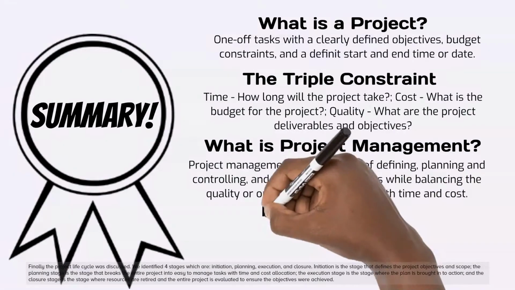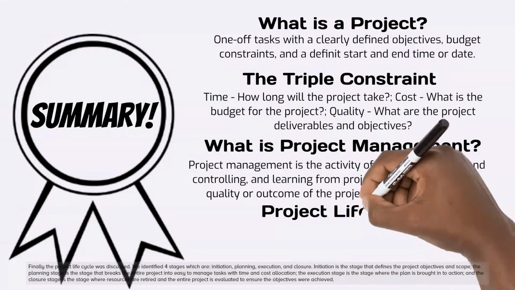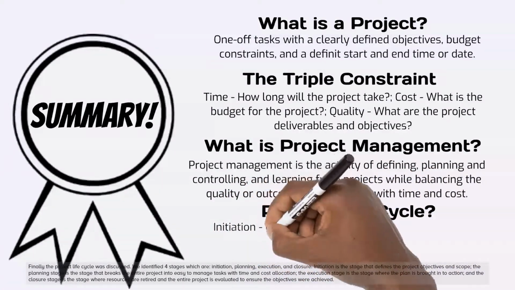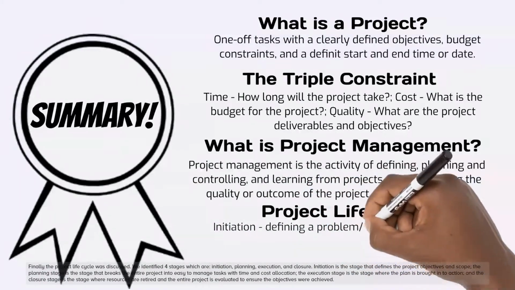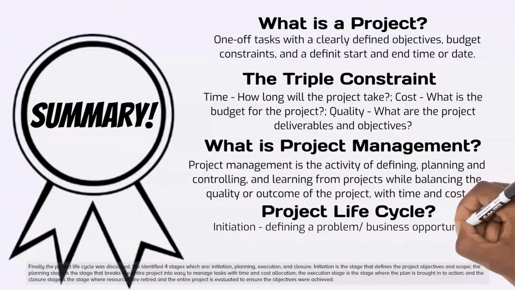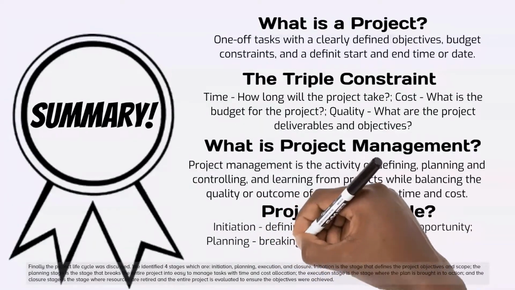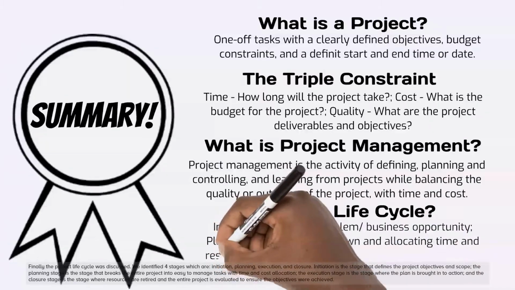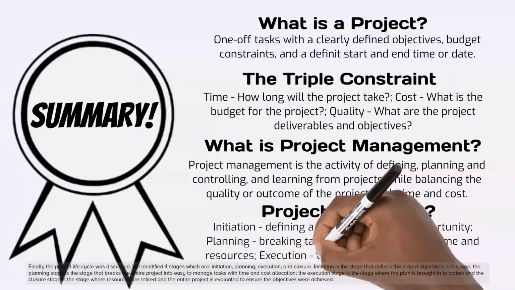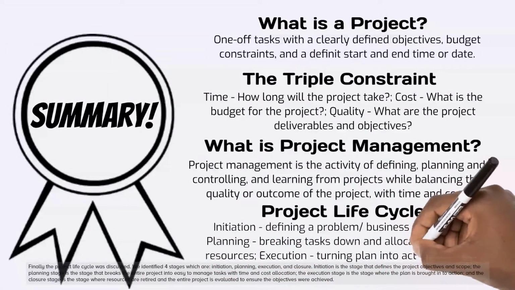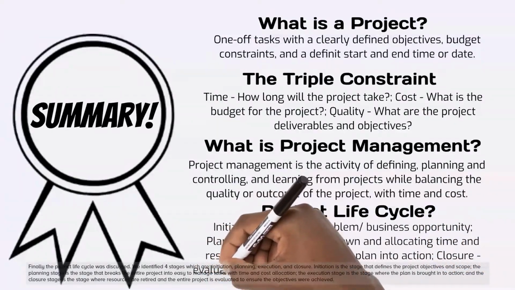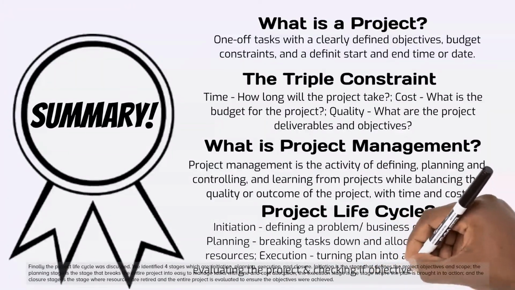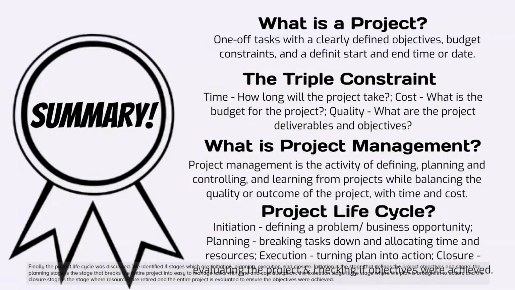Finally, the project lifecycle was discussed. We identified 4 stages, which are initiation, planning, execution, and closure. Initiation is the stage that defines the project objectives and scope. The planning stage is the stage that breaks the entire project into easy-to-manage tasks with time and cost allocation. The execution stage is the stage where the plan is brought into action. And the closure stage is the stage where resources are retired and the entire project is evaluated to ensure the objectives were achieved.